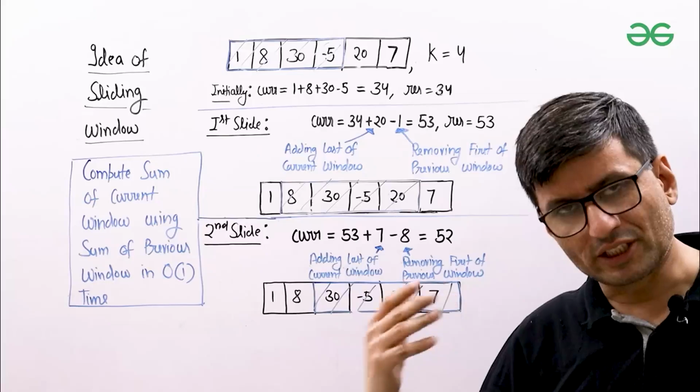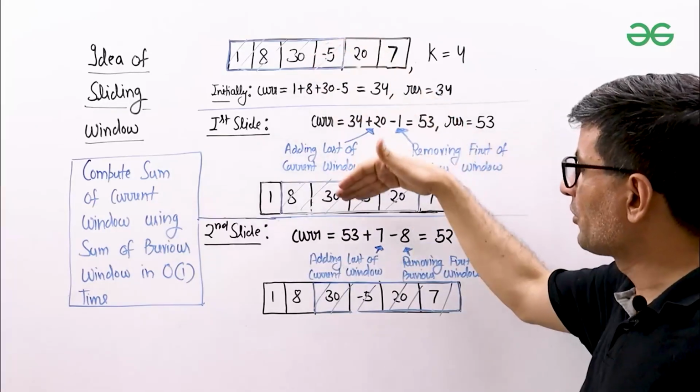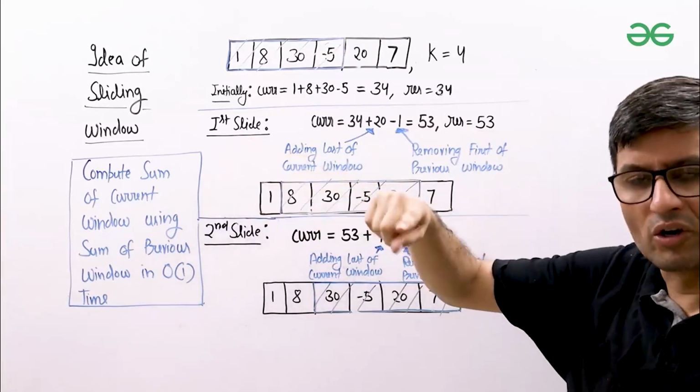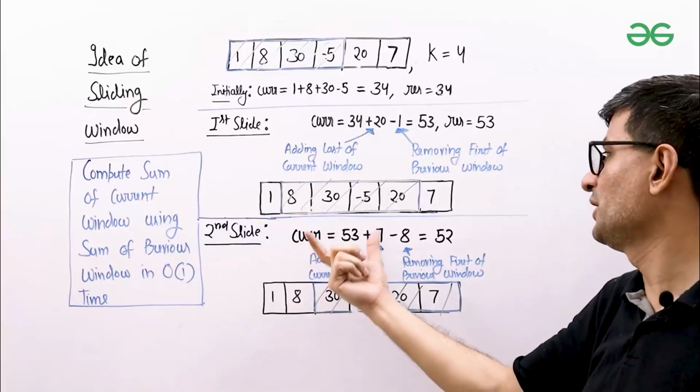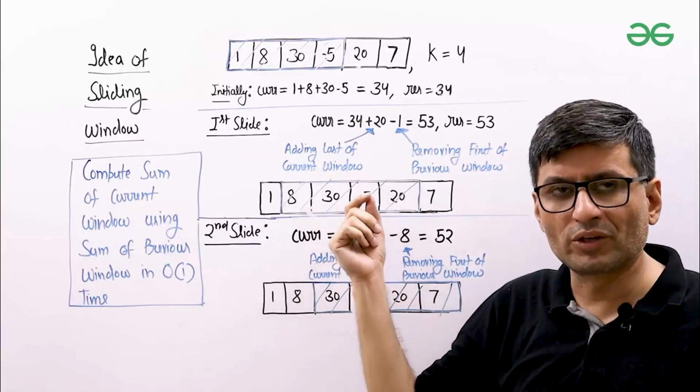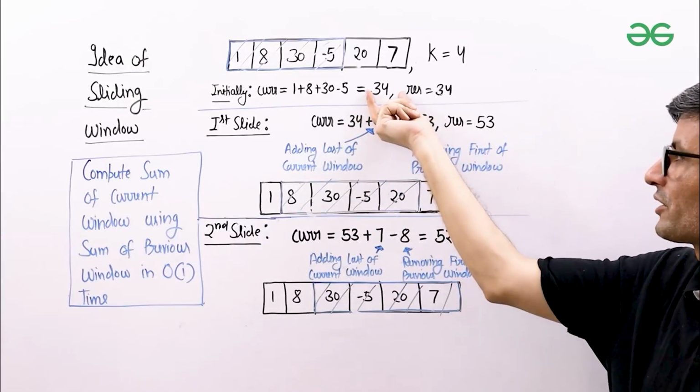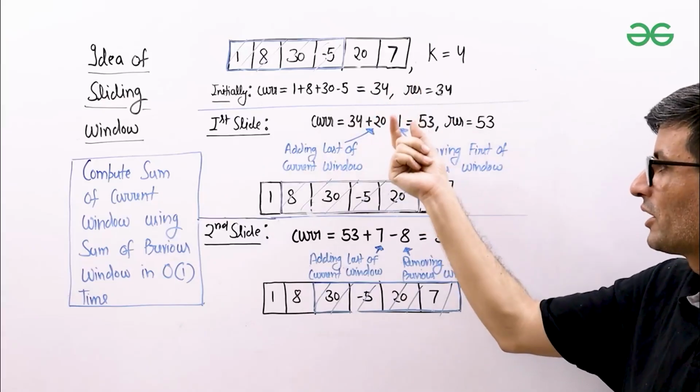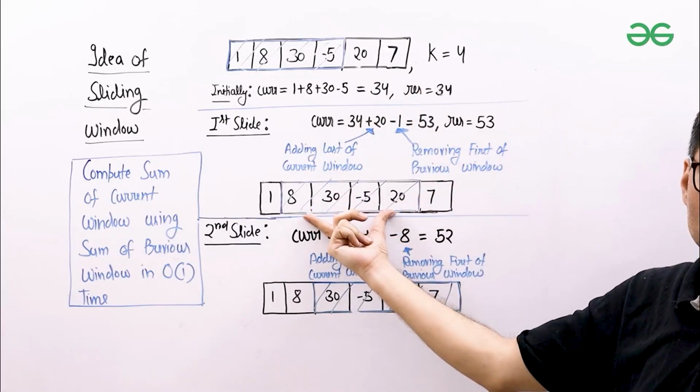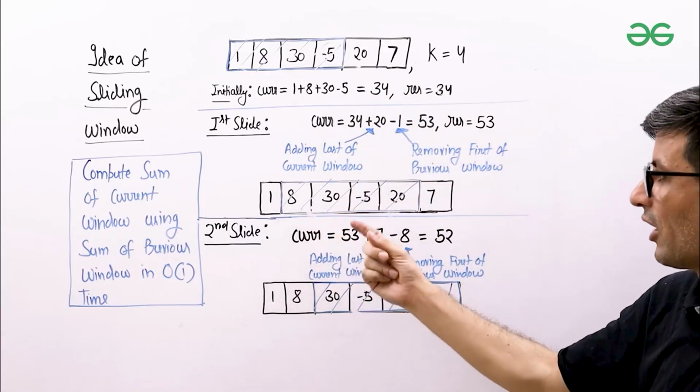See, we are going to do the same thing here, but when we come from here to here after the first slide, we are not going to run a loop k times to sum these k elements. We are going to use the sum already computed, which is 34. And from that sum, we are going to get the new sum in big O of 1 time rather than theta of k time. How do we do it?